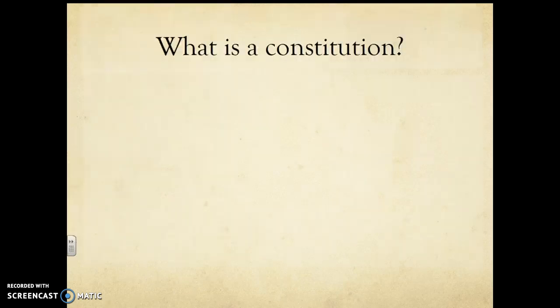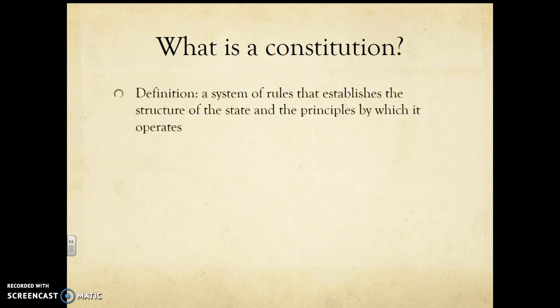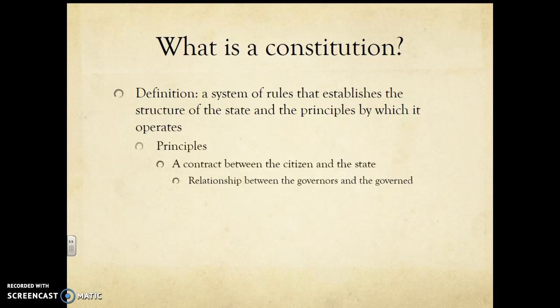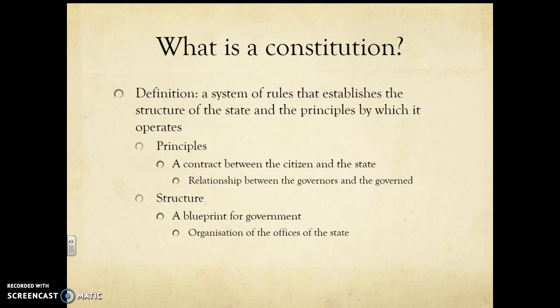So, we start at the very beginning, and that is, what is a constitution? And a constitution needs to be perceived as two things. It is a system of rules that establishes the structure of a state and the principles by which it operates, by which I mean that a constitution is two things. It is principles, that is a contract, and it is a structure, that is a blueprint for government. So a constitution ideally should serve both of these two critical functions.